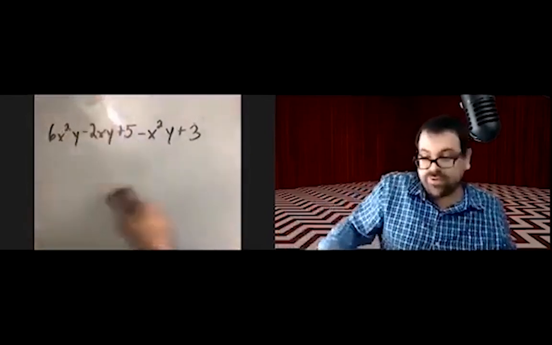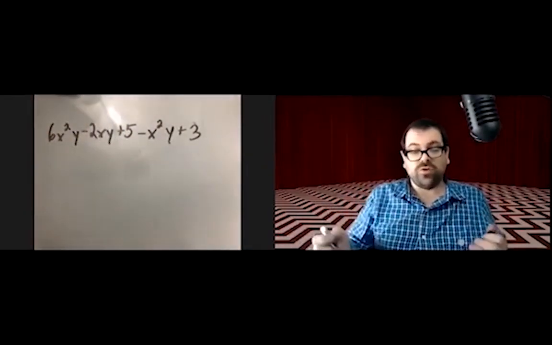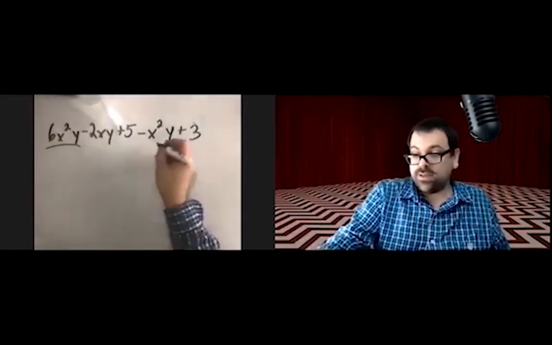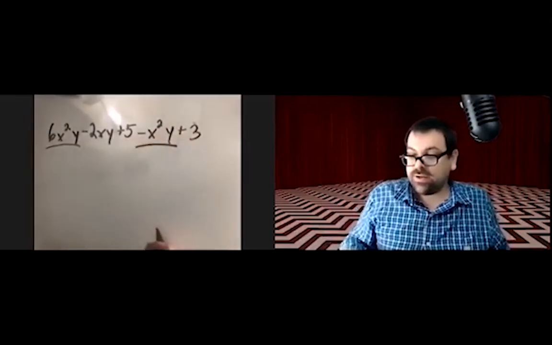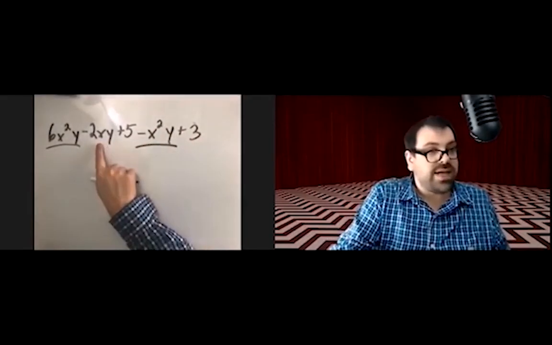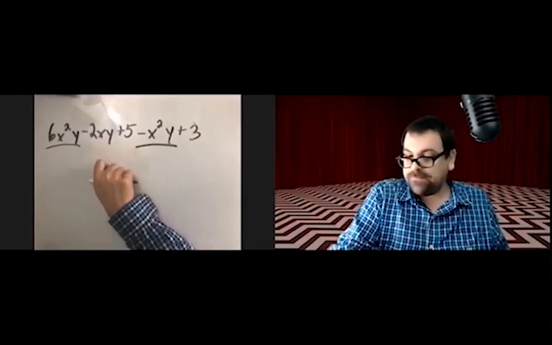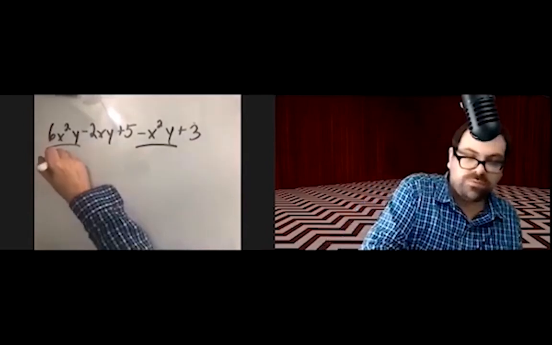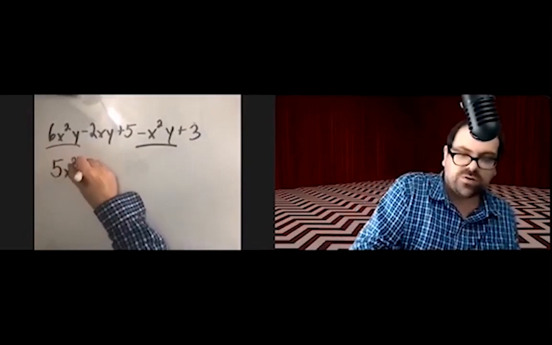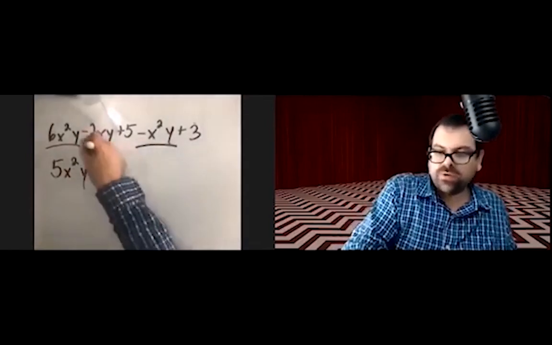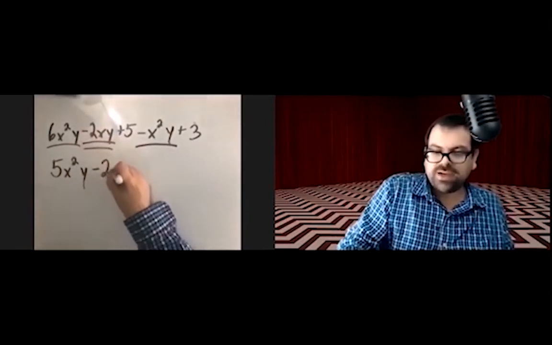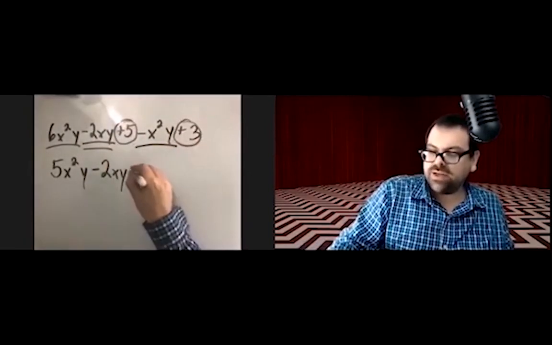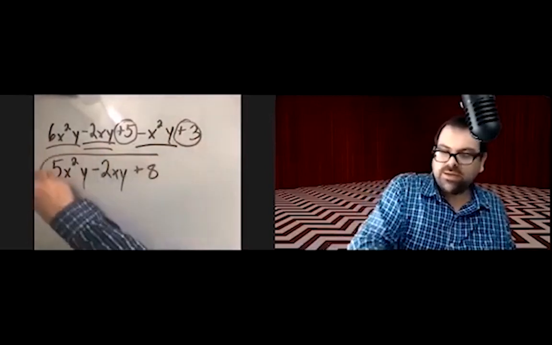And to finish this off, look for like terms. Let's start with x squared y's. There's an x squared y right there. That one, no. That's just xy, not x squared y. Positive 6 minus one of them would be positive 5x squared y. And then we only have this minus 2xy plus 5 plus 3 is plus 8.